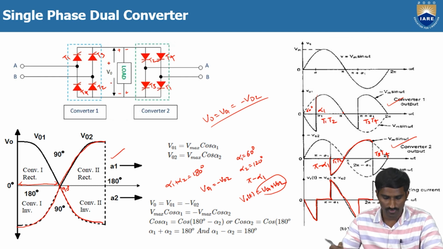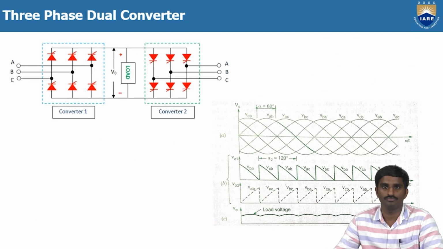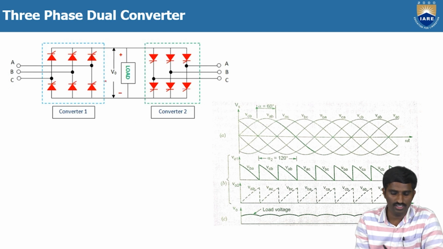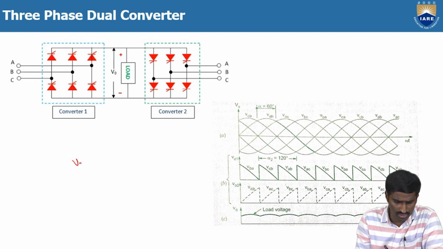Then we will go for the three-phase dual converter. In the three-phase dual converter, of course, more or less the structure is the same, but instead of the single-phase full converter or full rectifier, here we are using the three-phase full converter or full rectifier. And these three-phase full converters are connected in anti-parallel. Again, here also V0 equals V01, which is equal to minus V02.